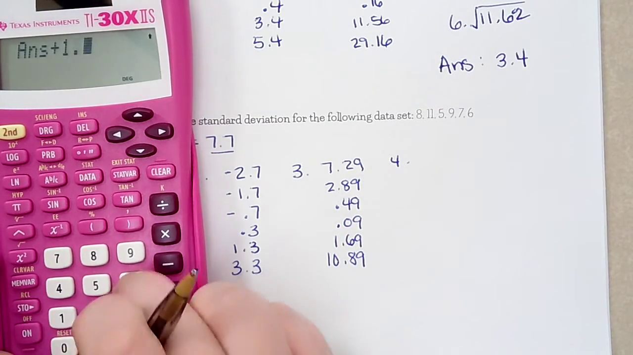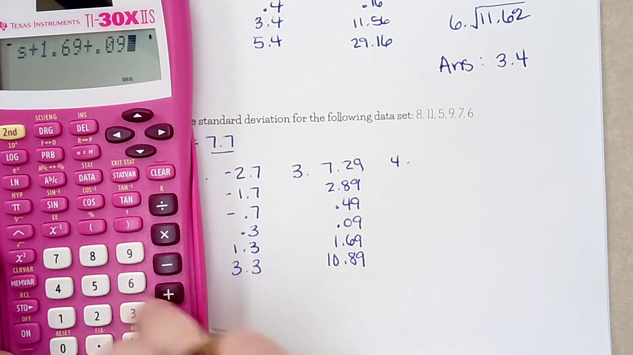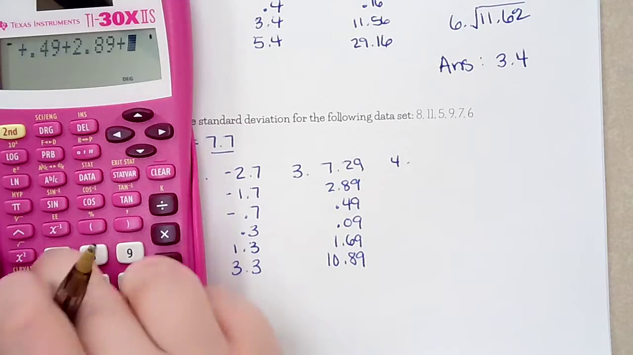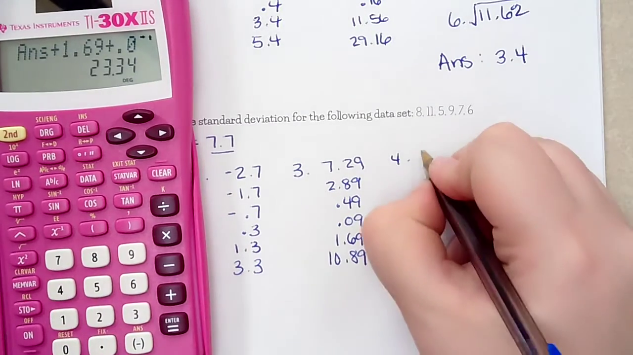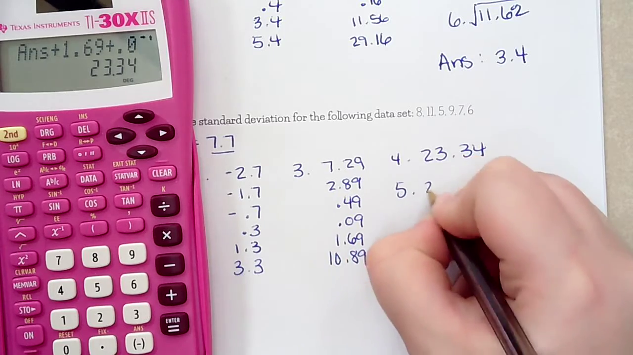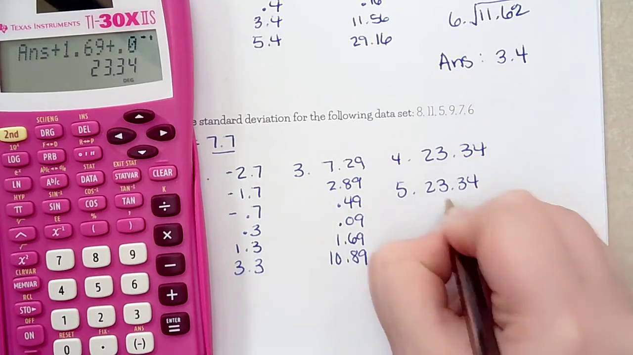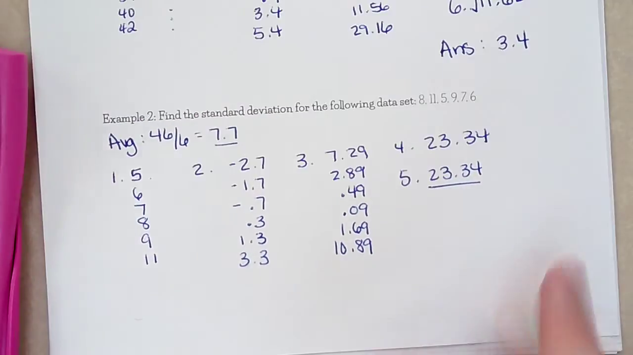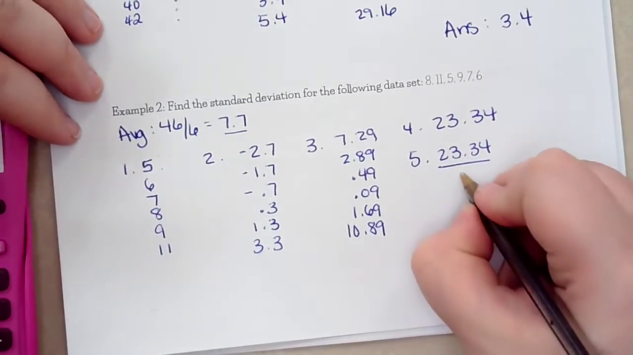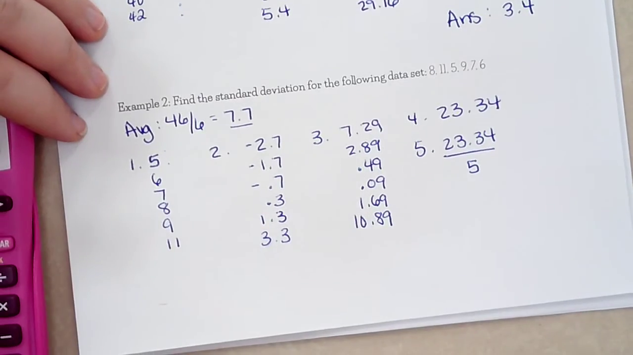So plus 1.69. All right, I get 23.34. Step 5 says I take that divided by the number of data points minus 1. I originally started with 6, so I'm going to reduce by 1 and divide by 5.